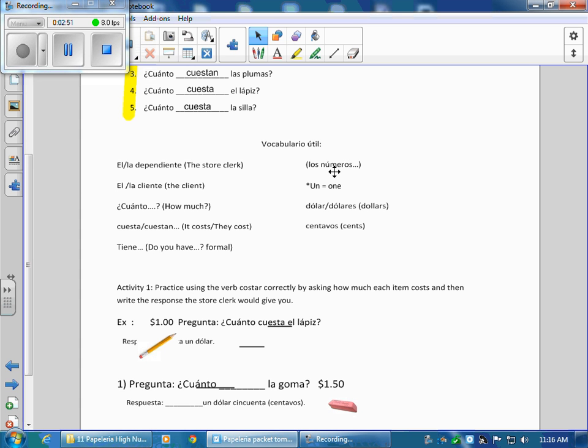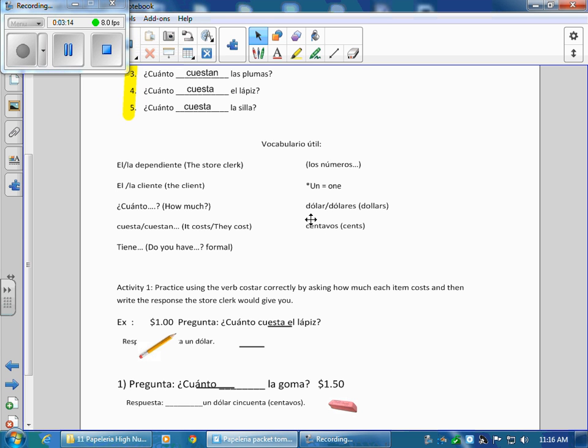So if you want to go back and review those, you can go to the page before and look them over. And you have to remember that un is the number one you're going to use when talking about how much something costs. You have some currency here. Dólares would be dollars. Dólar would be for $1. And then centavos would be cents.